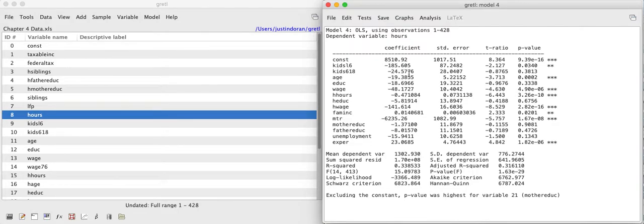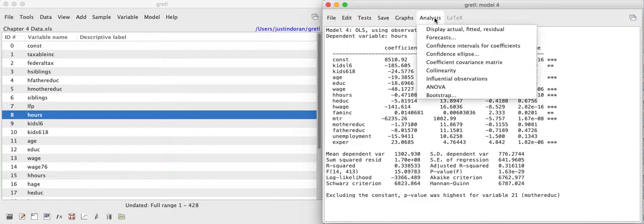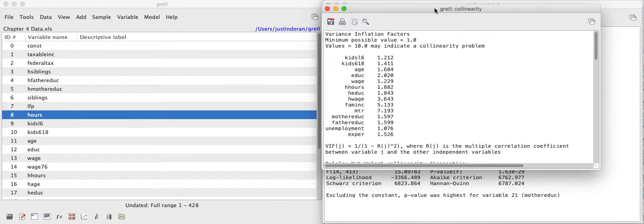Now, have we fixed our correlation problem, our VIF problem though? Let's go to analysis and collinearity and take a look. And here we can see now that the VIF for age has dropped to 1.684. So we have fixed that problem. So we should be quite happy with that. By dropping h age, we have remedied the problem with age, and it's now statistically significant in our model as well.